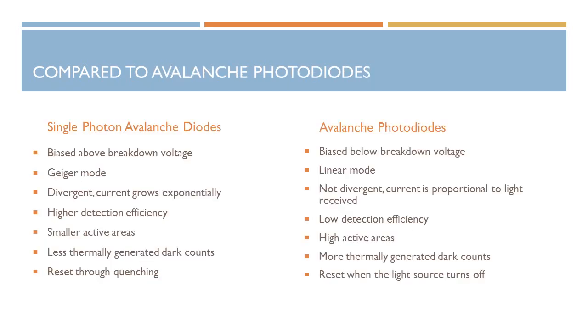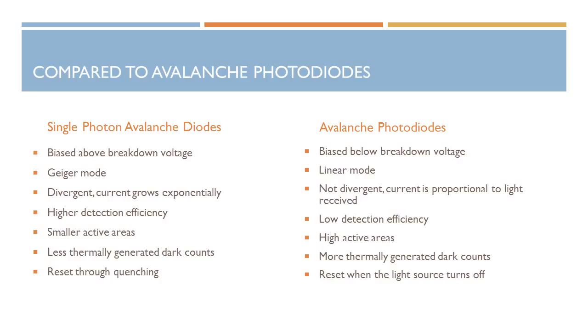When compared to the avalanche photodiode, the most obvious difference is that the avalanche photodiode needs multiple photons for a detectable light pulse. The single photon avalanche diode operates above the breakdown voltage in Geiger mode, rather than below in the linear mode. Although they both use the avalanche effect, the single photon avalanche is divergent, while the avalanche photodiode generates current proportional to the light received.